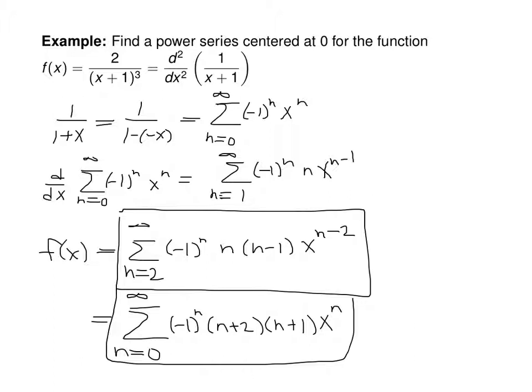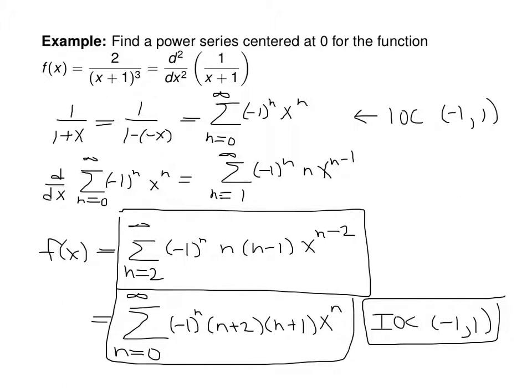Now, the original series had an interval of convergence negative 1 to 1. We just need to test our endpoints, but pretty sure in both cases this fails the test for divergence, so this thing also has an interval of convergence negative 1 to 1. Because the limit of the terms is not 0 in either case.